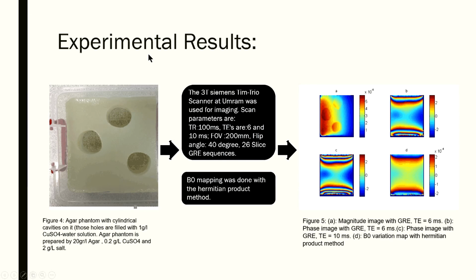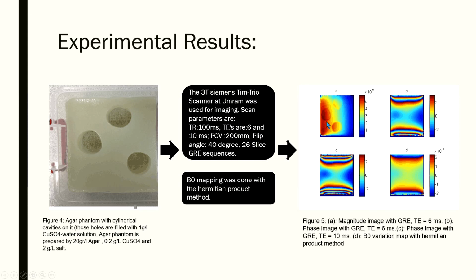For the experiments, I used an agar phantom, which is prepared with 20 grams per liter agar, copper sulfate, and 2 grams per liter of salt. These are the MR scanning parameters, as you can see here. And in this figure, the actual results of the B0 mapping are shown.